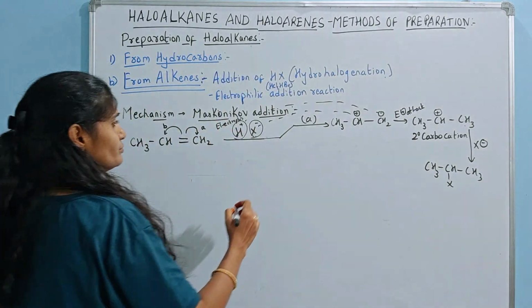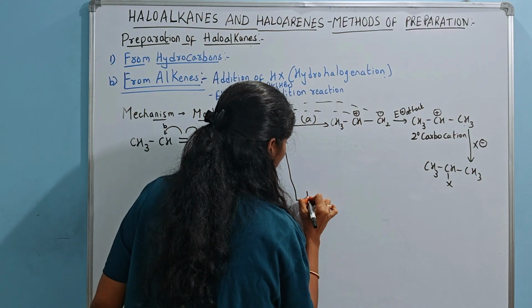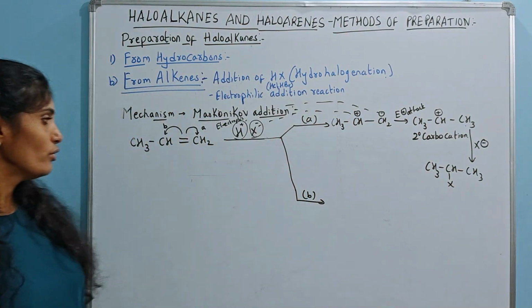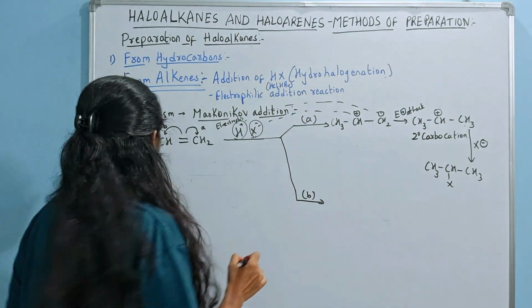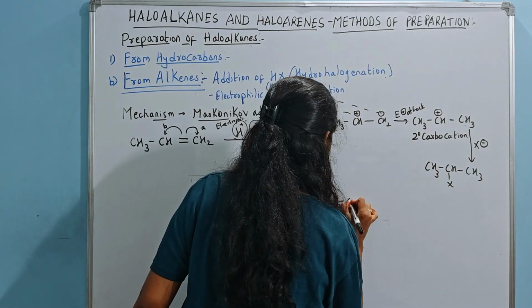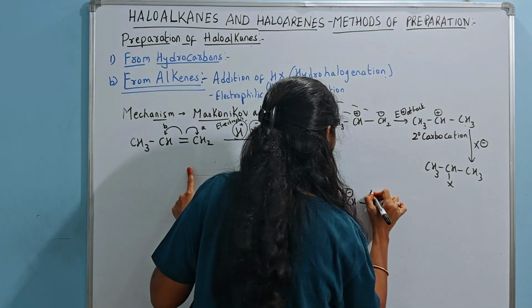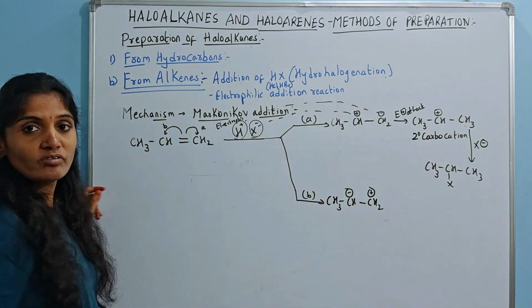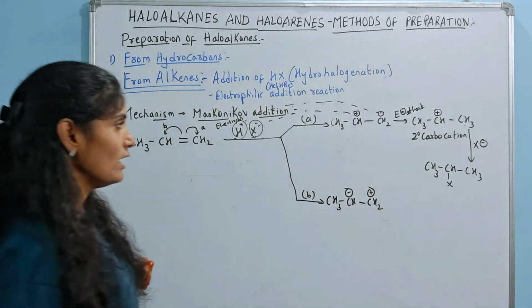Okay, now what if it is going through path B? But in path B, what is happening? Electrons are moving on to this carbon. So what will I get here? CH3, CH, negative charge. Then this will get positive charge, because electrons are going away from this carbon. Electrons are going towards this carbon, so this will get negative charge.